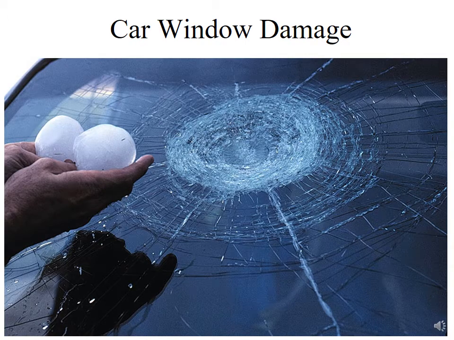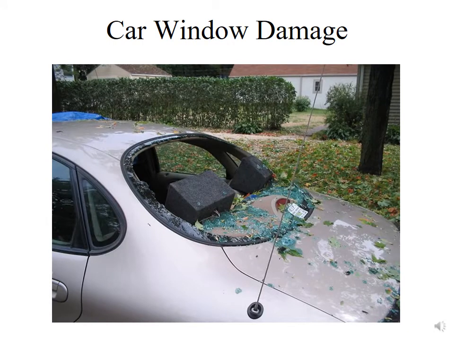So here we have some large hailstones that broke the windshield on this car. Here we have an example of hail that destroyed the back window in this car. And if you look in the background, you'll see a lot of leaves on the ground. It's really common for hailstones to take the leaves off the trees as they're falling.